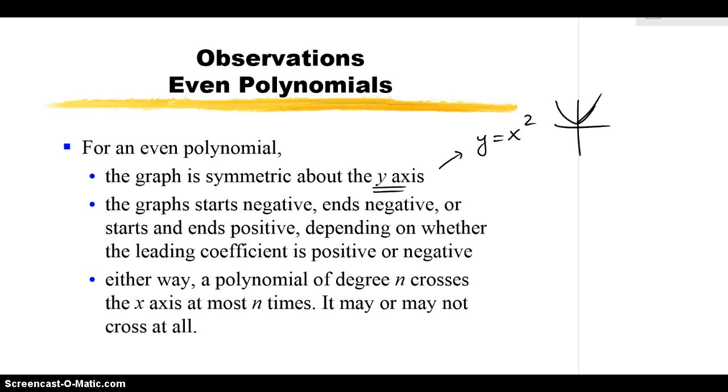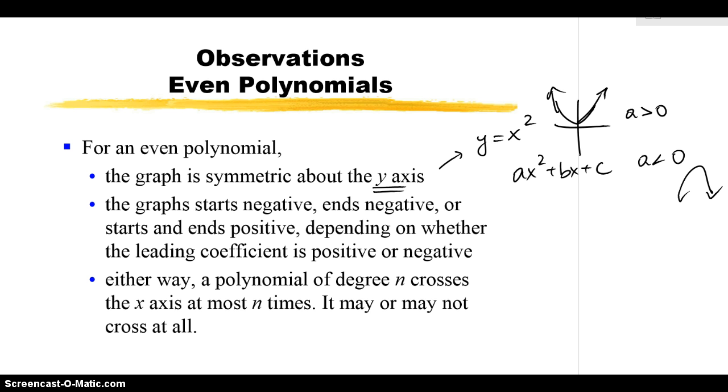Okay, let's see. It says the graph starts negative, ends negative, or starts and ends positive, depending on whether the leading coefficient is positive or negative. So you remember when we were graphing quadratics in the previous section, if the a here was positive, the parabola opened up, so it was positive and positive at both ends. This is if a is positive. If a is negative, then the parabola opened down.